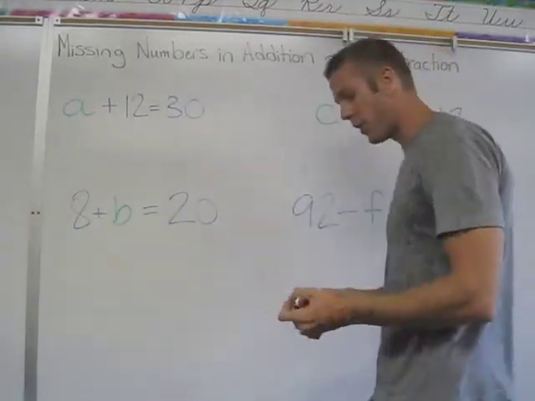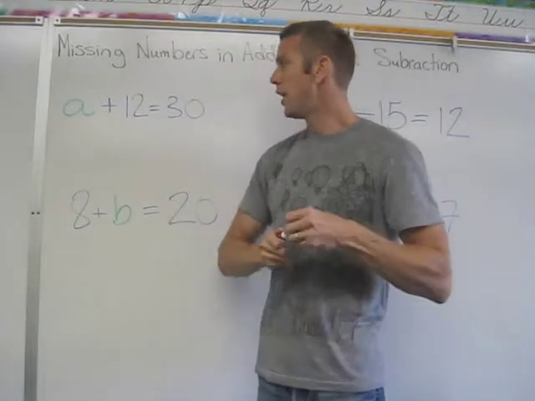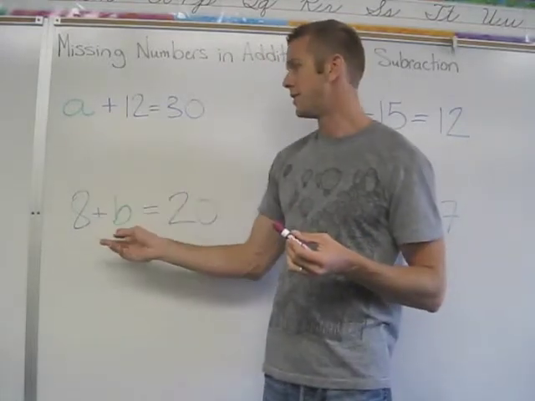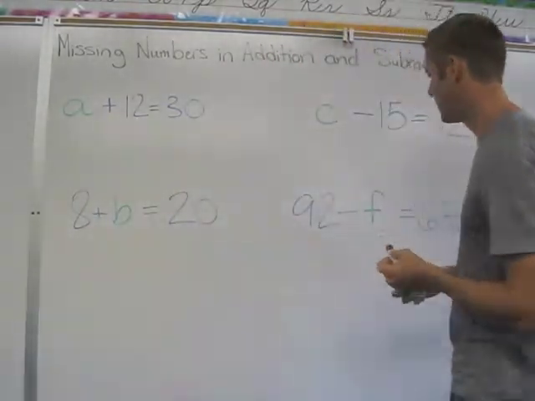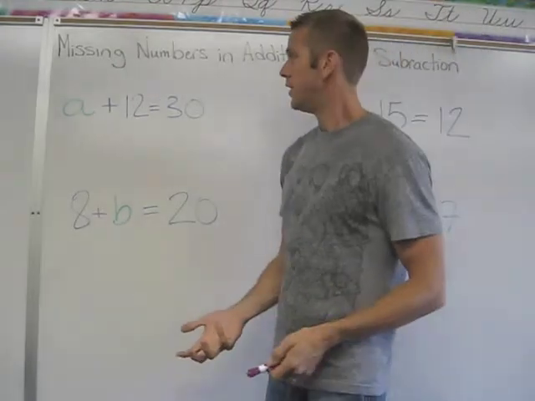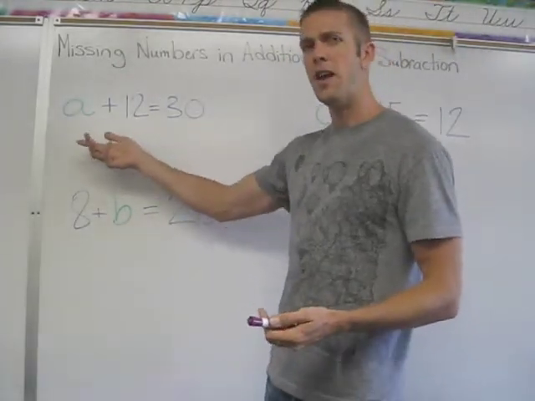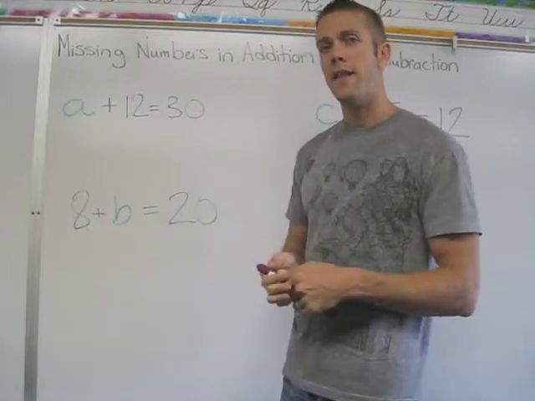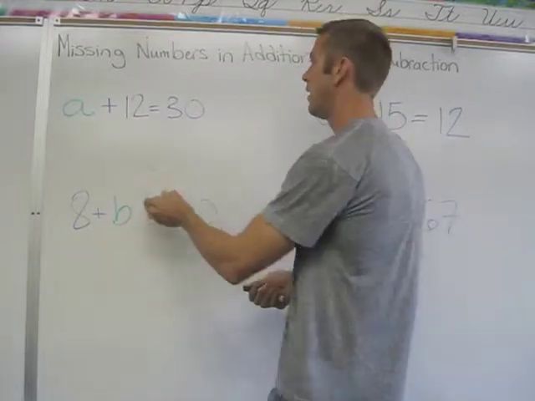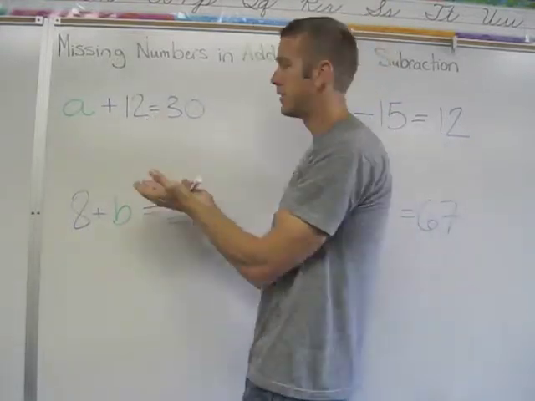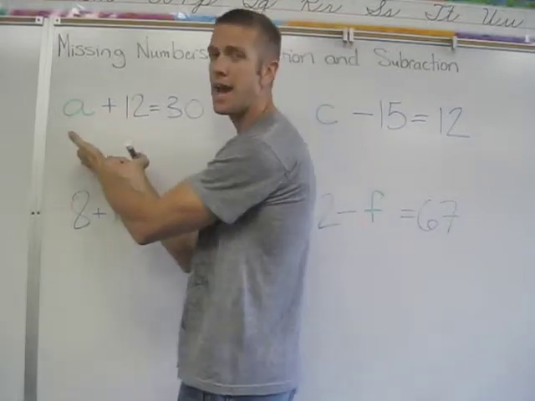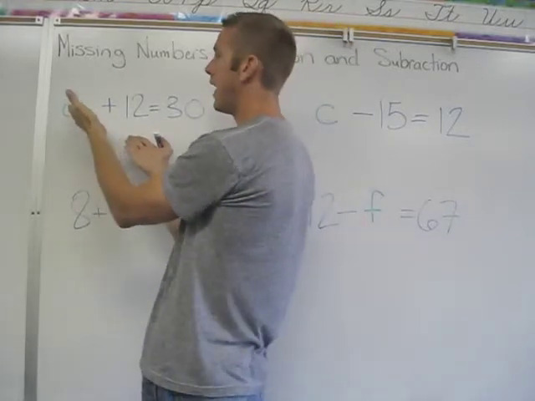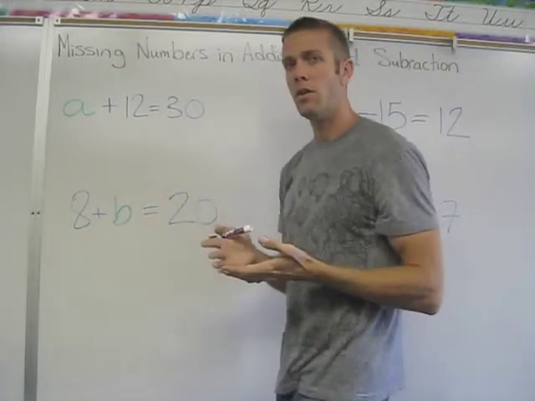Now, in upper grades, in 5th grade, you're not going to use boxes anymore. You're going to use letters. And you may be familiar with this. These letters are called variables. So A is a variable. A plus 12 equals 30. And the equal sign works the same way. The equal means it's balanced. So if this side's 30, then this side has to be 30. You have to make the A plus 12 equal 30.